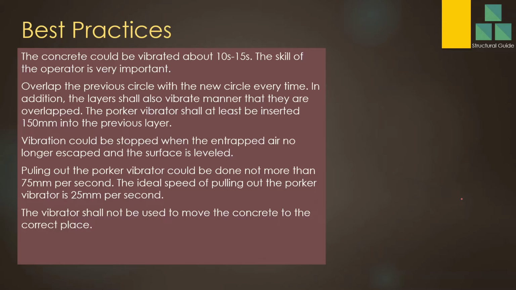The overlap of the previous circle with the new circle is something we have to do every time. Overlapping is very important because otherwise part of the concrete may be vibrated in the top layer while the other layer has no vibration, and there is also no proper connection between these two layers. So you always have to overlap. The layers shall be vibrated in a manner that they overlap.